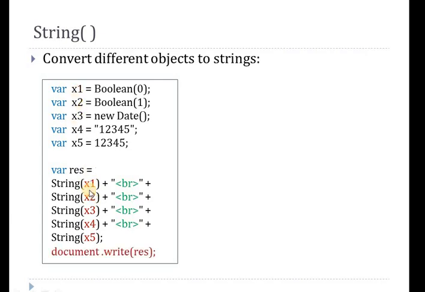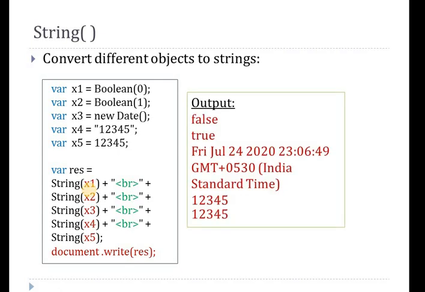And if I print with document.write, the output is false, true, and these 3 lines are the output of String x3, which is a new Date. After that, 1 2 3 4 5, which is also a string, and 1 2 3 4 5, which is a number. So this is the output of this String function.